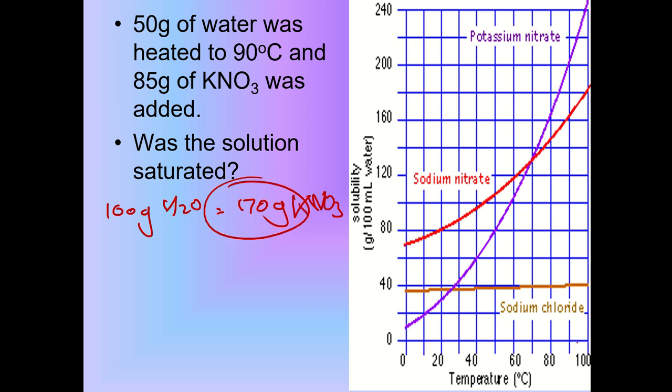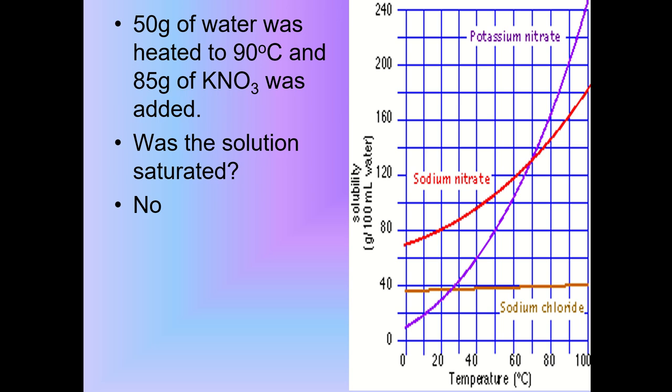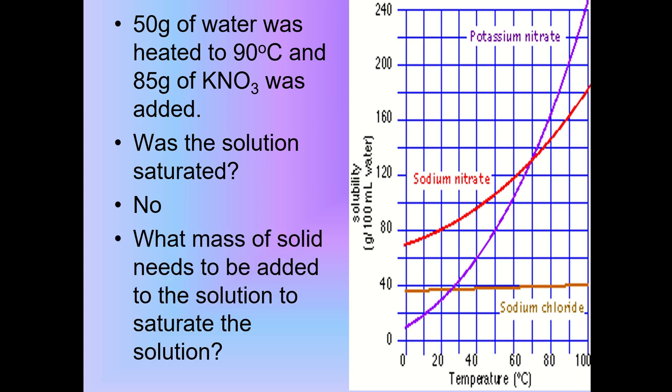So we go to 90 degrees Celsius and we go up from 90, okay, we will see that the potassium nitrate, or purple line, you can dissolve 200 grams of potassium nitrate in 100 grams of water at 90 degrees Celsius. So therefore, we've only equivalently added 170 grams in our question. So that is an unsaturated solution. We could add another 30 grams to it. So no is the simple answer.